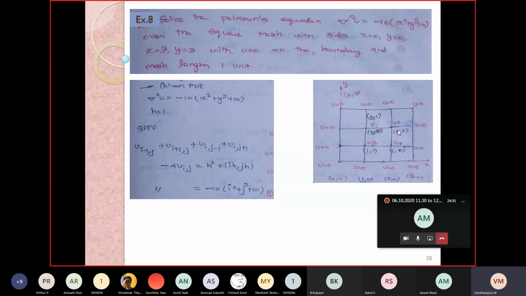Boundaries are given: u is equal to 0. Therefore, all the boundaries, parallel to the x-axis and parallel to the y-axis, are 0. Now we will find the various u's. Here I am considering (2, 1) as u1. This is u2, u3, and u4.